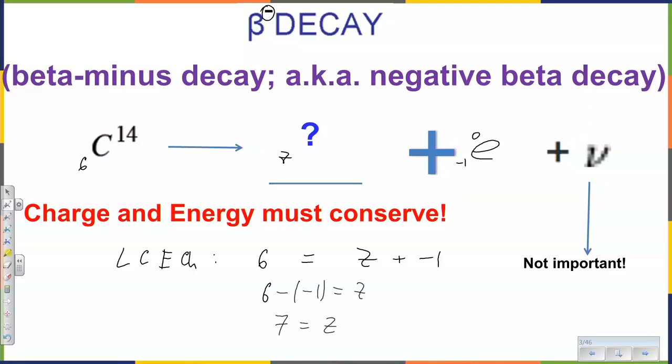Slow down. Next step, subtraction. Next step, calculation. Next step, searching the periodic table. Found nitrogen.